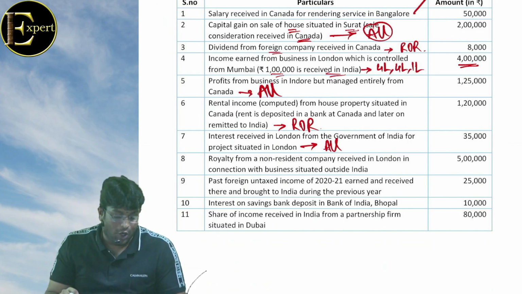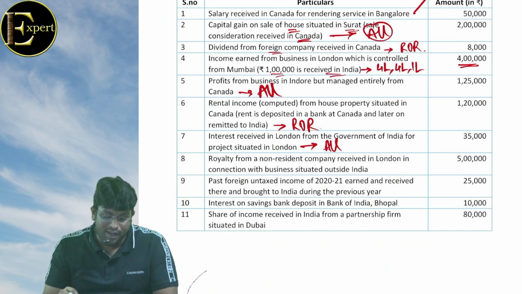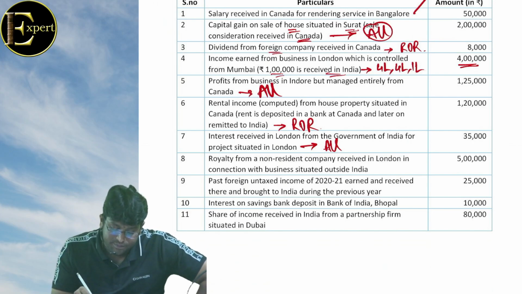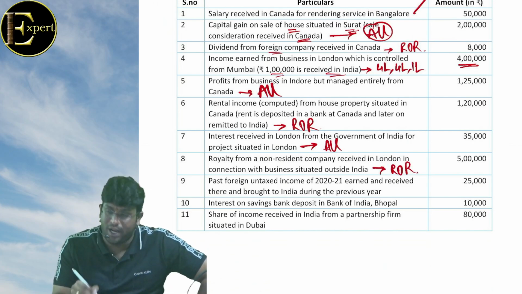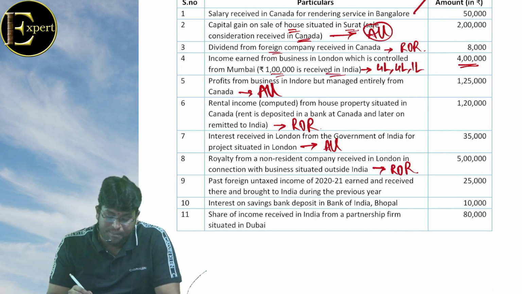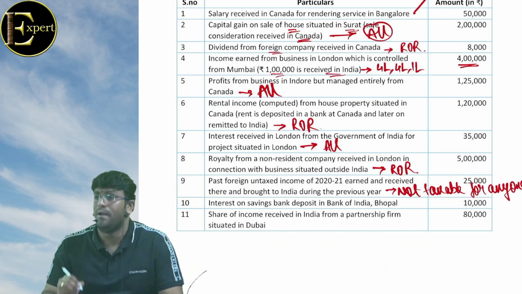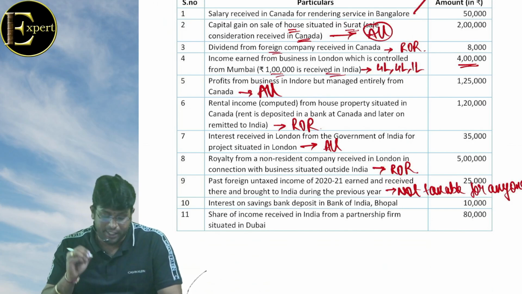Next. Royalty from a non-resident company received in London in connection with business situated outside India. Only for ROR. Next. Past foreign untaxed income earned and received there and brought to India during previous year. Not taxable for anyone. बराबर है ना बेटा?